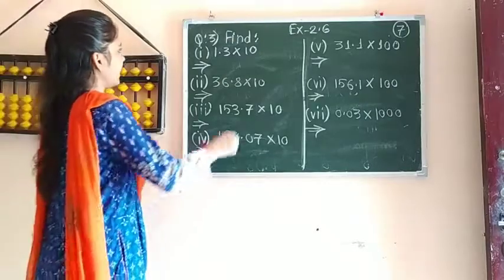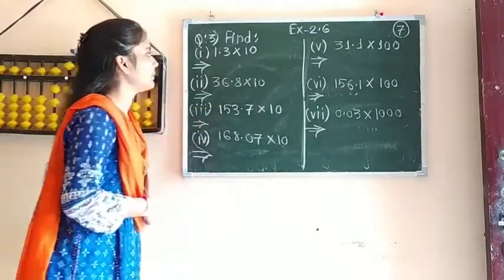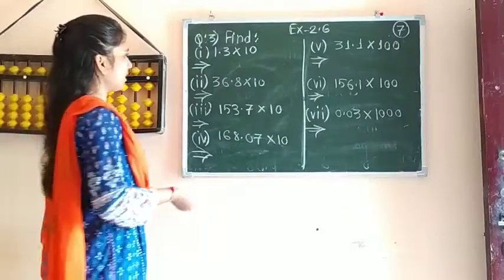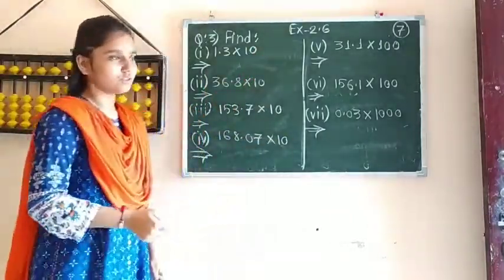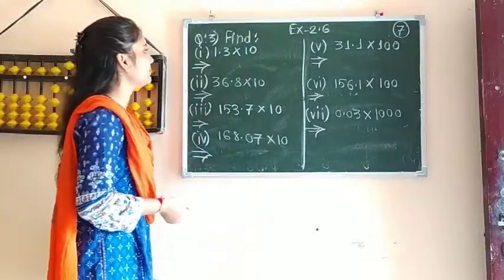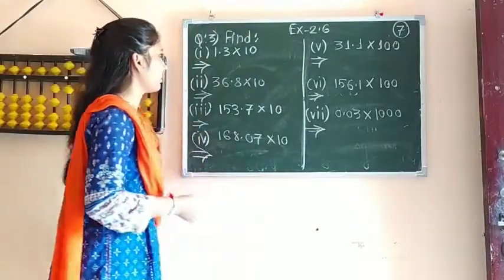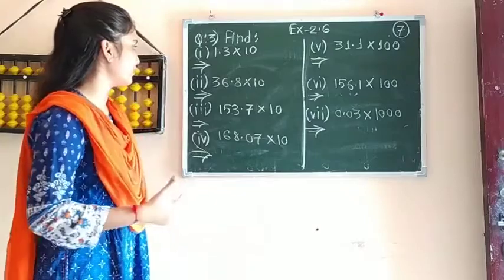Now we are going to start the third question. We have to multiply here, but see here the decimal numbers are getting multiplied by 10, 100 and 1000. So how to multiply them? Keep this in mind. Whatever I am telling you, listen to it carefully.